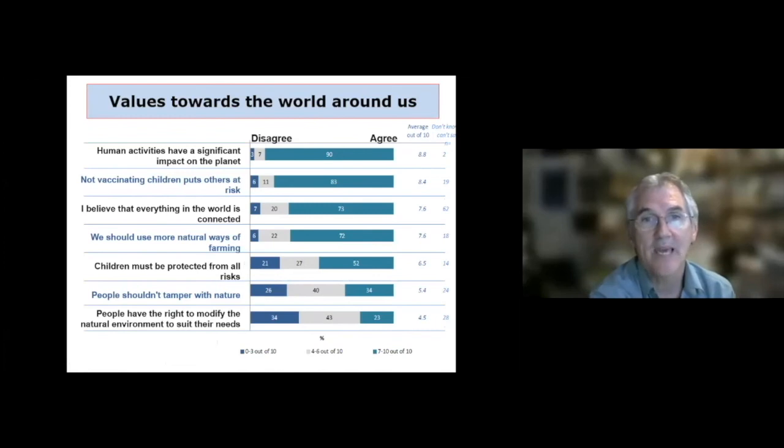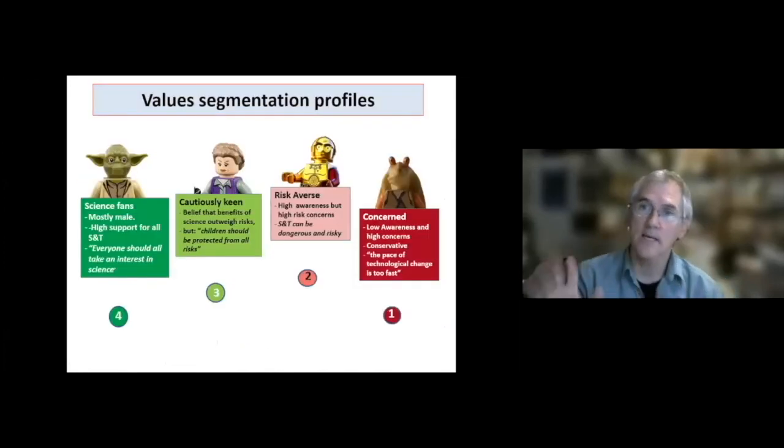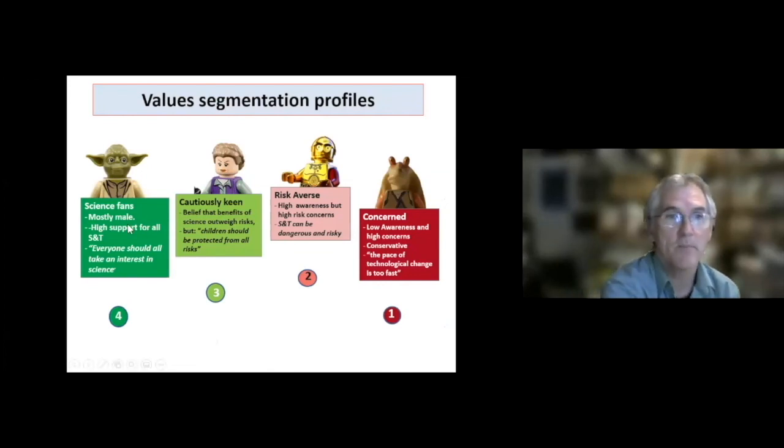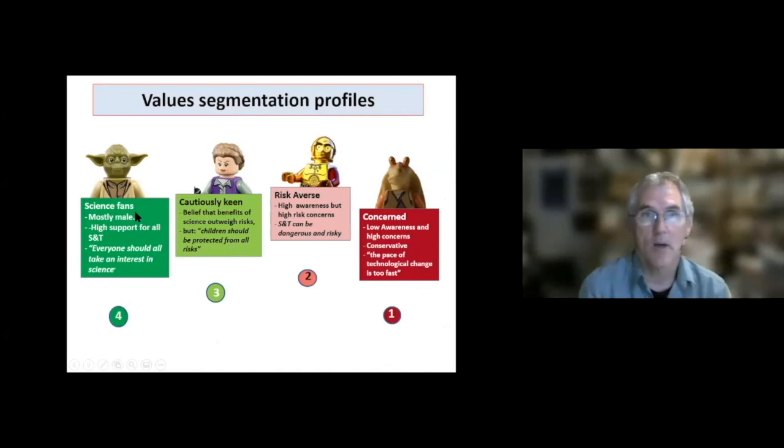What we ended up getting was 4 key segments of the population by values. First of all, we'll use these backwards by numbers. Science fans. They were mostly male. They had a high support for science and technology. And the one value statement that most described them was, everyone should take an interest in science.